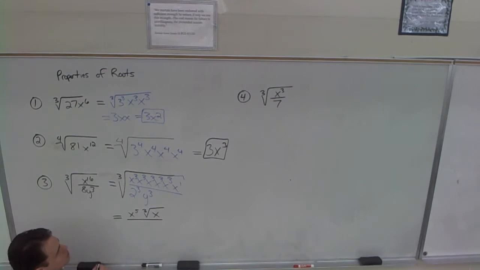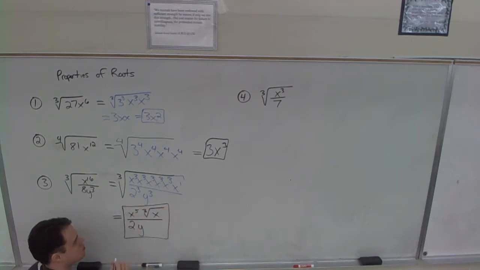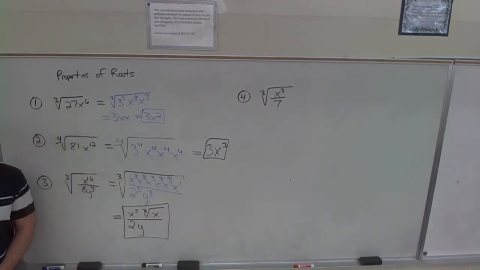And then on the bottom, everything comes out as well, right? Cube root cancels cubed. So there's a 2 that comes out. Cube root cancels cubed. So there's a y that comes out. So that's the answer. So some of your problems are definitely going to have a root or radical left in them. You just want to take as much outside of the radical as you can.